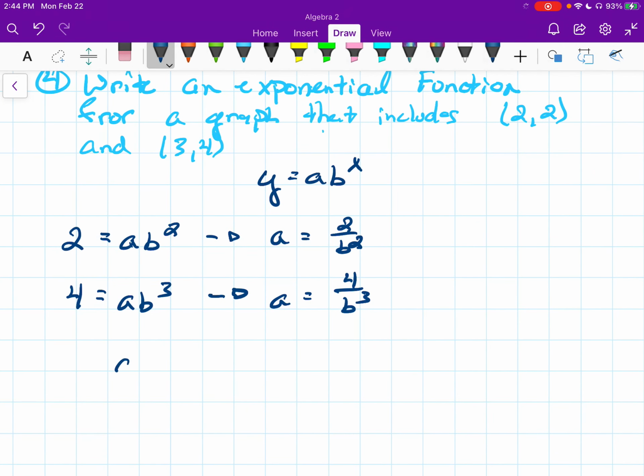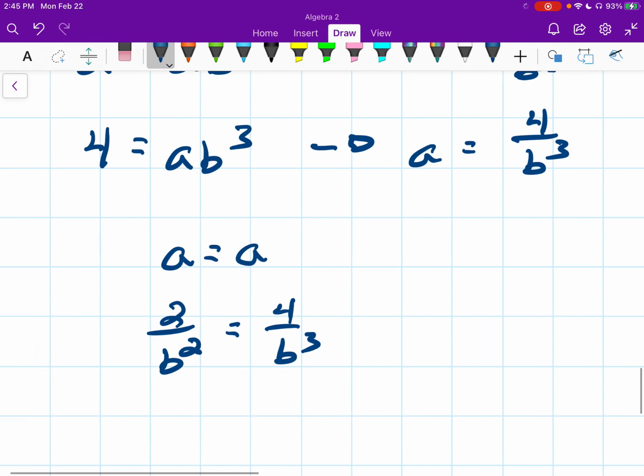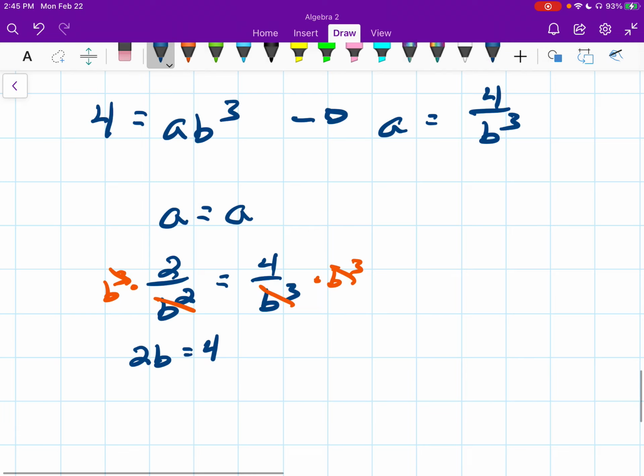Now we know that a equals a. That's kind of a nonsense thing to say. So that means that 2 over b squared is 4 over b cubed. Now if I were to multiply by b cubed on both sides, the b cubed on the right would cancel. The b squared and the b cubed would cancel to just be a plain old b. And we're going to have 2b equals 4. So from there we can say, well, b is 2.